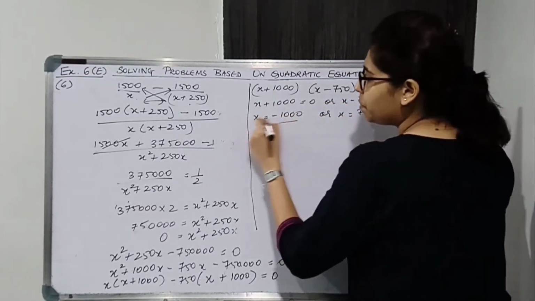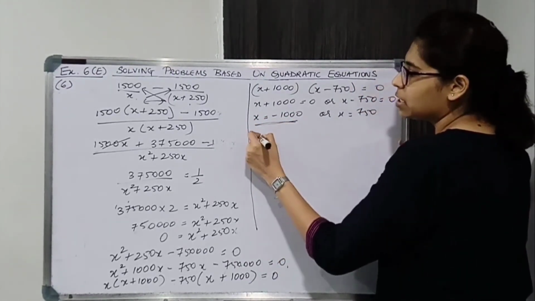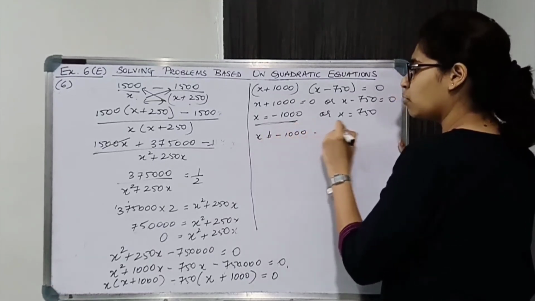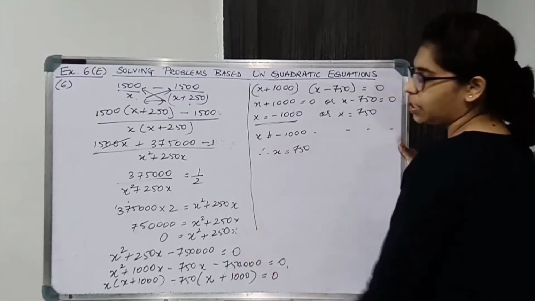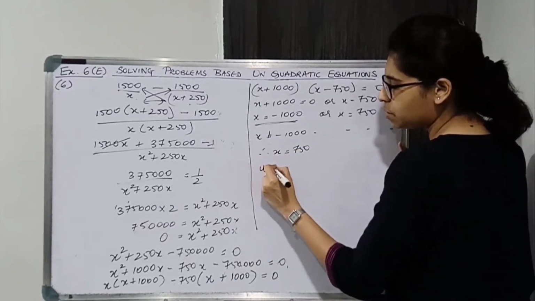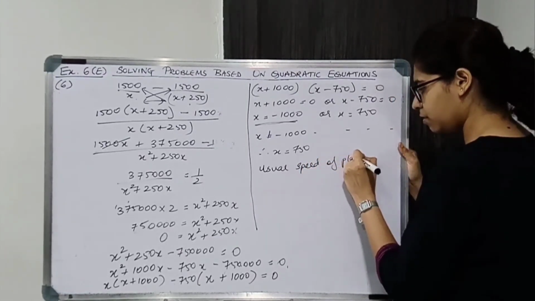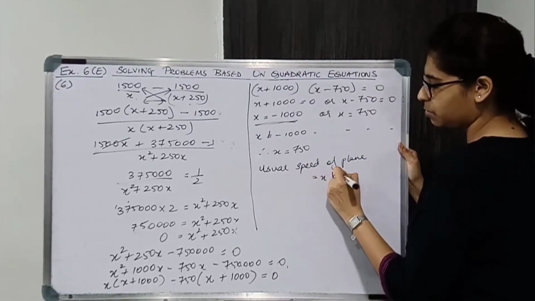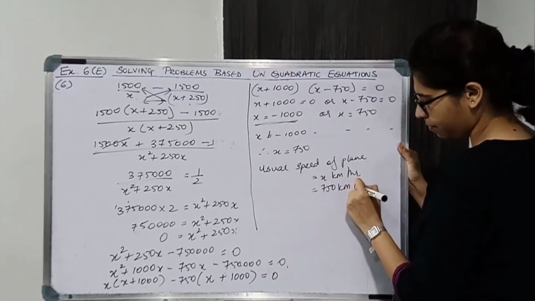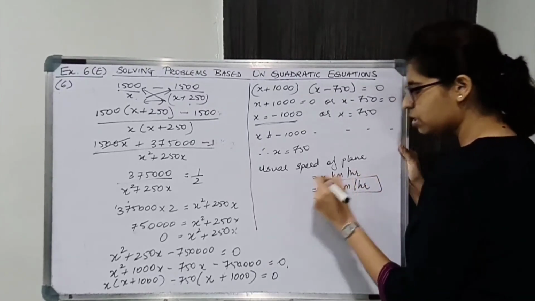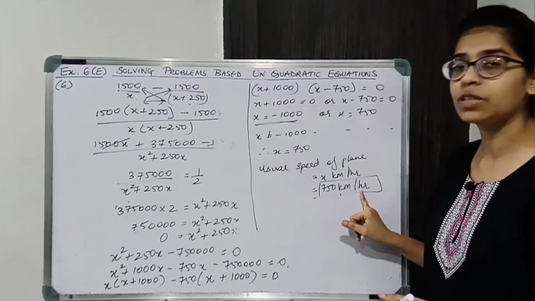Now this is the speed. Speed cannot be negative. Okay, so just write down x is not equal to minus 1000 because speed cannot be negative. Therefore, what is the speed? 750. Okay, so usual speed of plane is what? X kilometer per hour, that is 750. Box the answer, don't forget the unit. Okay, don't forget to put kilometer per hour.